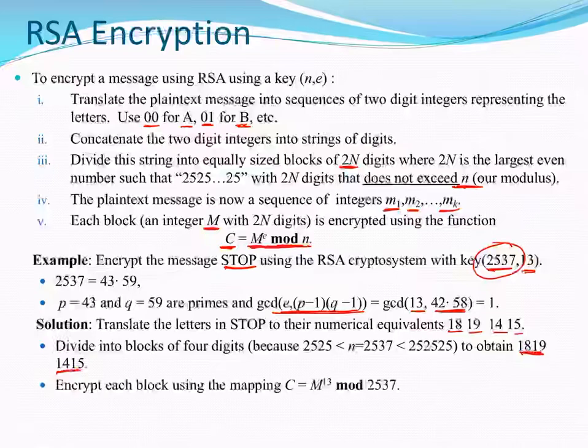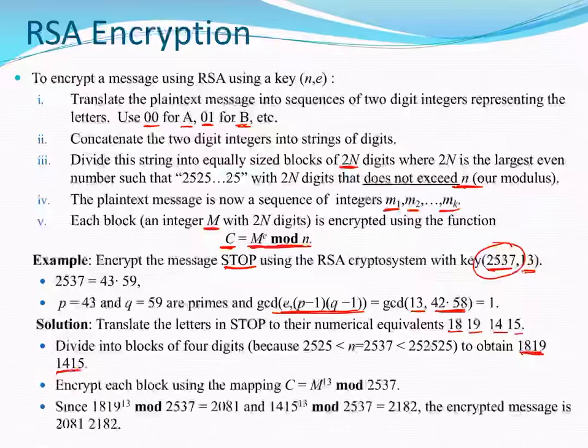Then I use my encryption function to encrypt them. 1819 to the 13 mod 2537. Gosh, how do we do that? Well, you already know how to do that. That's binary modular exponentiation to get the remainder of that rather large number when divided by 2537, and it turns out to be 2081. And for the 1415 message to be encrypted, we get 2182. So 2081 and 2182 are our encrypted message.